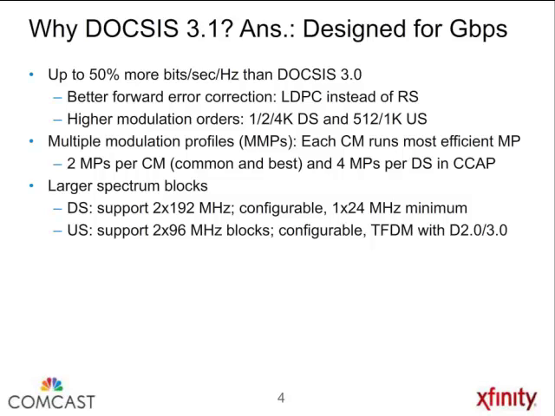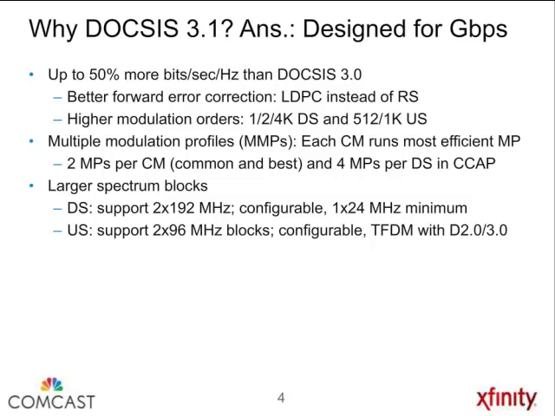And DOCSIS 3.1 supports, at the very least, 2 of these 192 megahertz blocks. So the initial chips will support up to almost 400 megahertz of OFDM. In the upstream, the blocks are 96 megahertz wide, and the specification requires that 2 of these blocks be supported. These are also configurable, and there's also time and frequency division multiplexing. In other words, not only can you allocate different parts of spectrum for DOCSIS 3.0 or DOCSIS 3.1, but you can also overlap them, sort of along the lines of what we did with logical channels before.